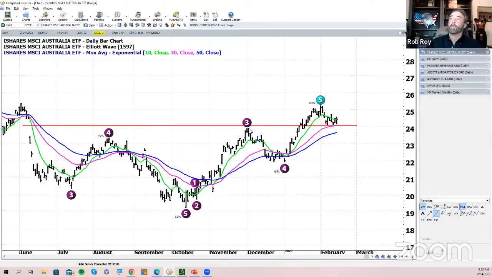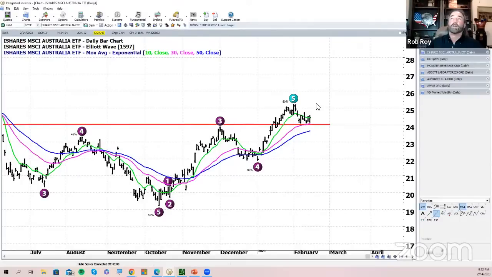So sitting here above the wave 3 high, I think is key. Closed at the 10-day moving average both yesterday and today. It's trying to hold here and make another run to the upside. I think that looks pretty constructive.